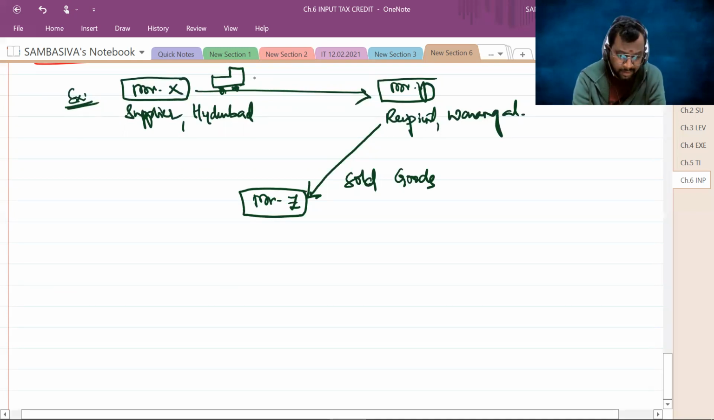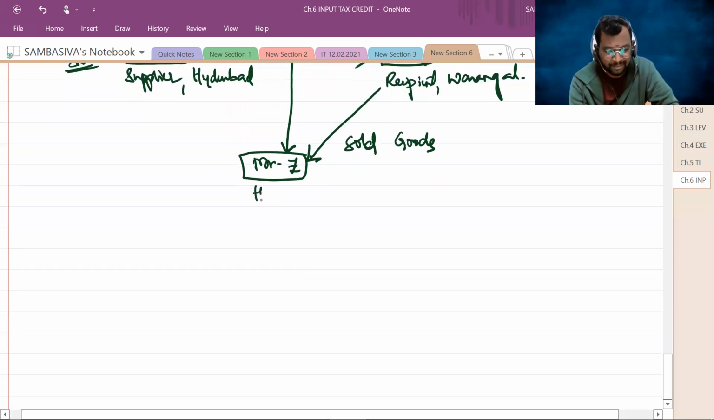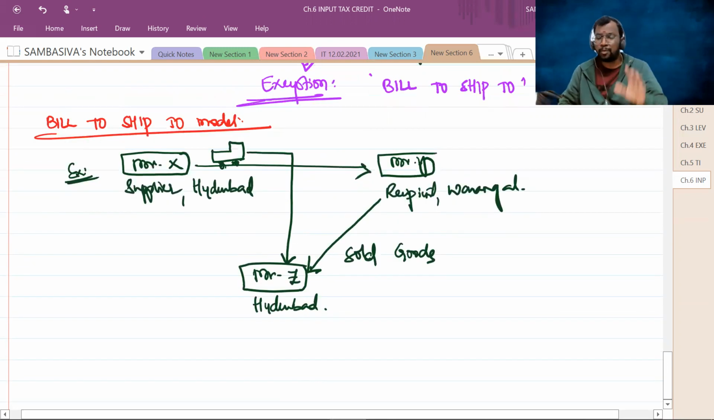Now the truck will be rerouted to Z's premises, right? Unnecessarily you deliver the goods to me, then again I deliver the goods to Mr. Z, who is there in Hyderabad itself. So I found a prospective buyer with respect to the same goods. I've already sold the goods to Mr. Z, right? So Mr. X, please kindly deliver the goods in Z's premises.